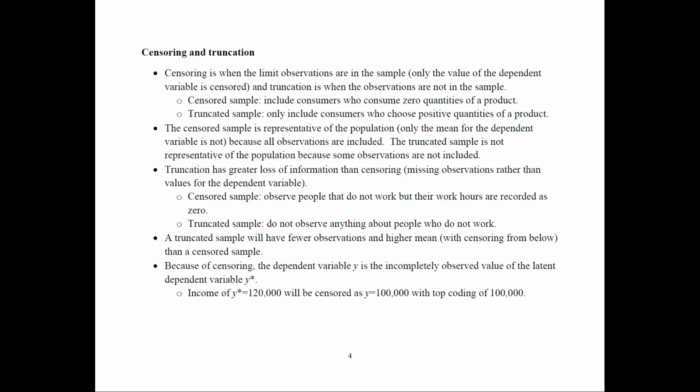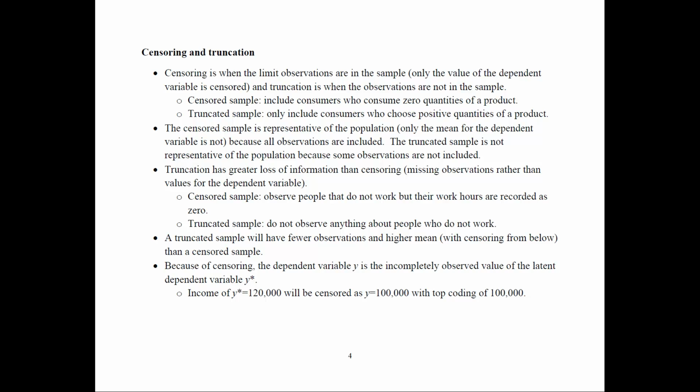The third point that I have there is that truncation has a greater loss of information than censoring, because whole observations are missing rather than just the values of the dependent variable. So here are two examples again. In the censored sample, you have observed people that do not work, but their hours are recorded as 0, and in the truncated sample you do not observe anything about people who do not work.